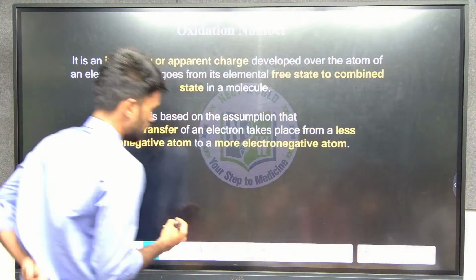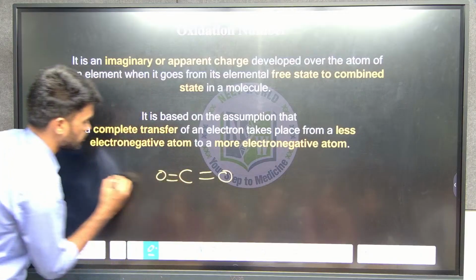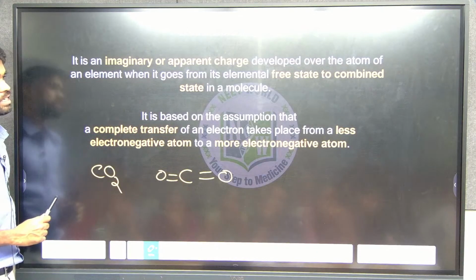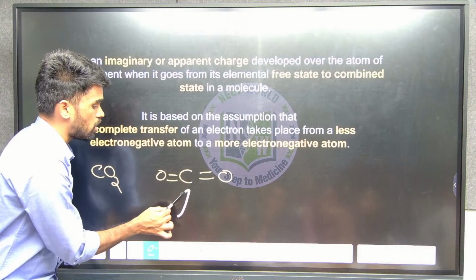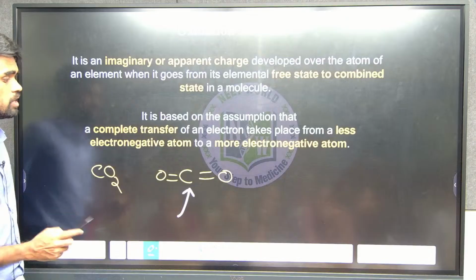For example, I am giving you carbon dioxide, CO2, which you are writing now. Now I am asking you to find the oxidation state of carbon. What is the oxidation state of carbon? So how to do this?